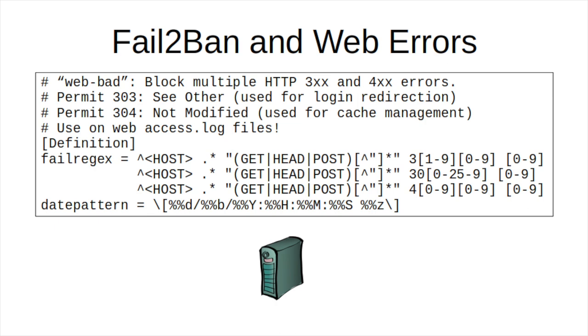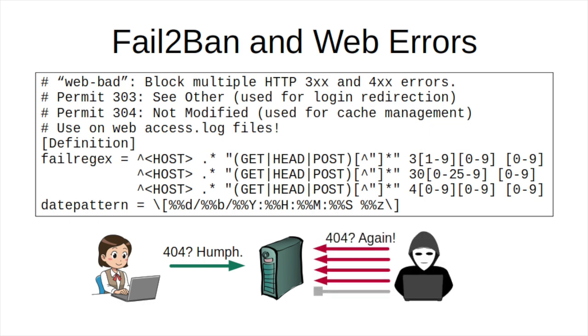One is called WebBad. It watches the web logs for known bad codes. The first two rules match any bad 300 code. The third rule matches any 400 code. A regular user might hit a bad web page and see one bad return code. They might hit reload a few times and see a few bad return codes. A few bad codes in a few seconds isn't a problem. Attackers, on the other hand, often see lots of bad return codes rapidly. They cross the Fail to Ban threshold and get temporarily blocked. This doesn't stop the first few attacks, but it does stop the attacks from continuing. It stops future attacks.